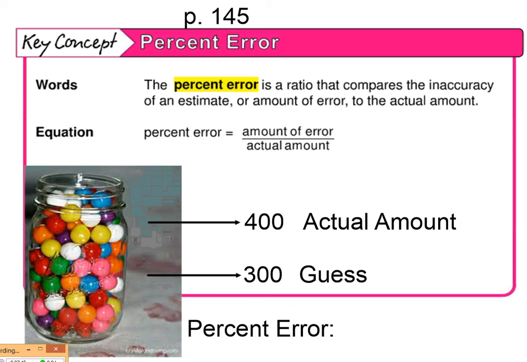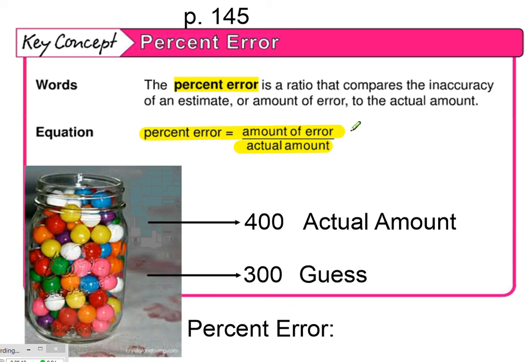Now we're going to cover our key concept on percent of error. The percent error is a ratio that compares the inaccuracy of an estimate, or the amount of error, to the actual amount. So the equation we use for percent of error is percent of error equals the amount of error that you made divided by the original amount, or the actual amount.